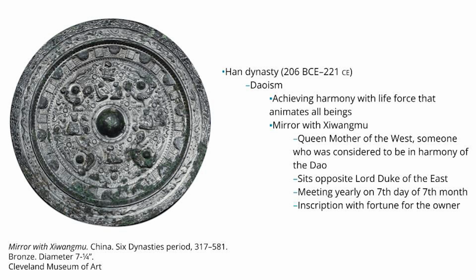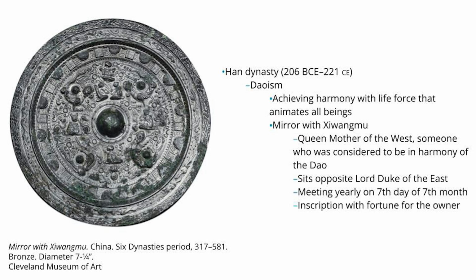Now, this example of a piece of Taoist art is Mirror with Xi Wang Mu. So Xi Wang Mu was a real-life woman in ancient China who was considered the Queen Mother of the West, and she was someone who was considered to be in harmony with the Tao. So, you know, in Western culture we think of people like Mother Teresa as a great example of someone who's in harmony with God. People thought that Xi Wang Mu was in perfect harmony with the Tao, and a lot of people looked up to her.